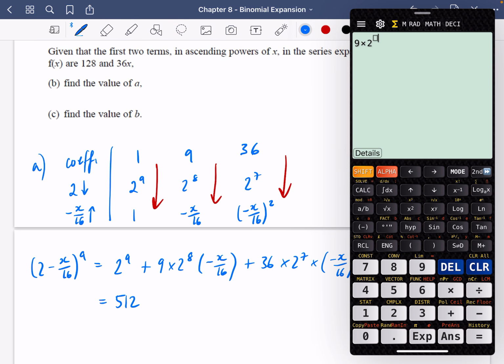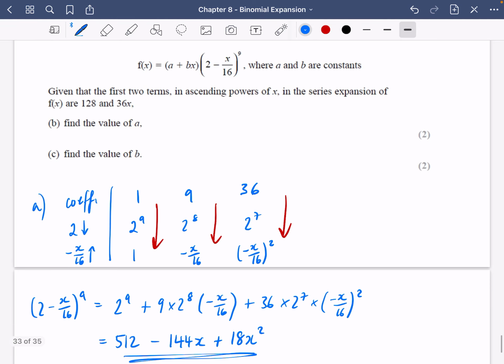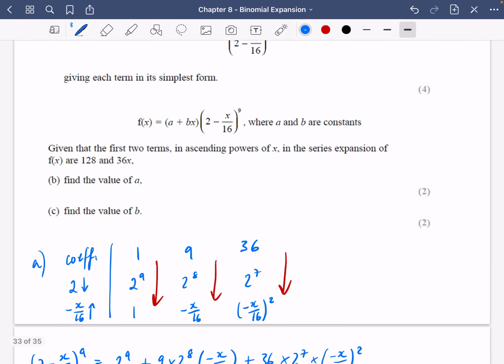9 times 2 to the power of 8, and I'm just going to divide by 16. 144 is going to be a negative because there's just one negative there. So it's minus 144x. Next one's going to be a plus because it's a minus over 16 all squared. So that is 36 times 2 to the power of 7, and I'm going to divide by 16 squared. So that is 18x squared. The first part of the question done for those 4 pretty easy marks, I think.